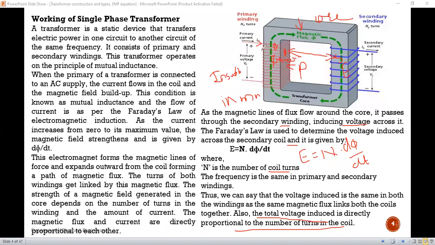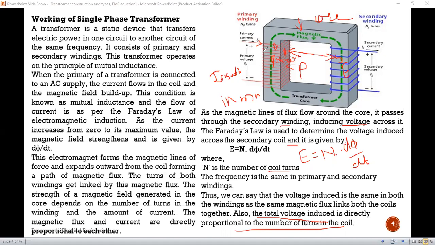The second one is the winding, and the third one is nothing but the insulating material. See, the core is made up of a laminated sheet. In between the core there is a lamination provided. This core is nothing but the laminated sheet, either square strips or a sheet.